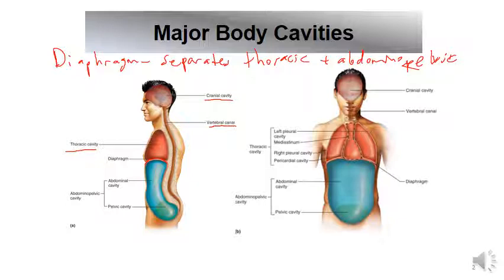Okay, then here the abdominopelvic cavity, so that's your gut. The upper part of it, that contains your liver, your stomach, intestines. That's the abdominal cavity. The lowest part, the pelvic cavity, that's for the bladder, reproductive organs.